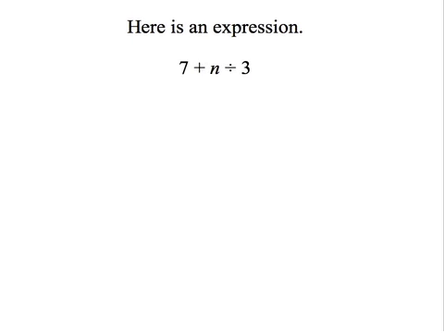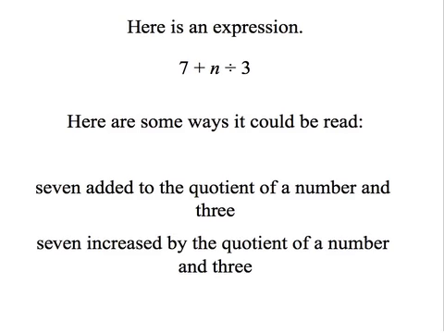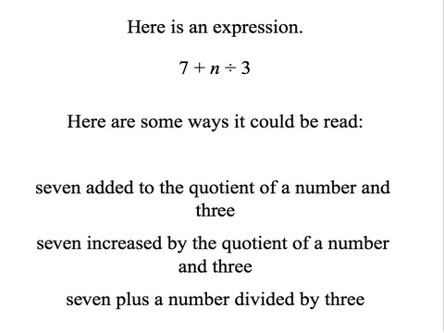Here's one, 7 plus n divided by 3. Well, one way to say it would be 7 added to the quotient of a number and 3. Or 7 increased by the quotient of a number and 3. And finally, just say it straightforward from left to right and let order of operations take its course. 7 plus a number divided by 3.